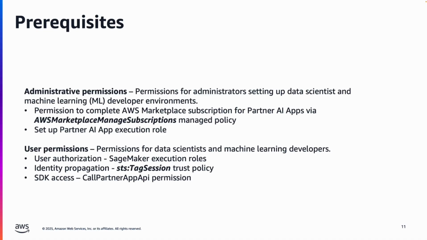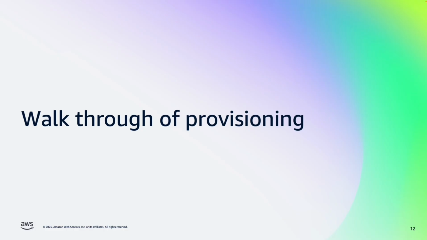Last up, if you are interacting via the SDK of the Partner AI app, in order to access that functionality within SageMaker AI or through other methods such as pipelines, please add the call Partner AI app API permissions to the role used to run the SDK code. Next up, we'll do a quick walkthrough on how to provision the SageMaker Partner AI apps after the prerequisites have been done.